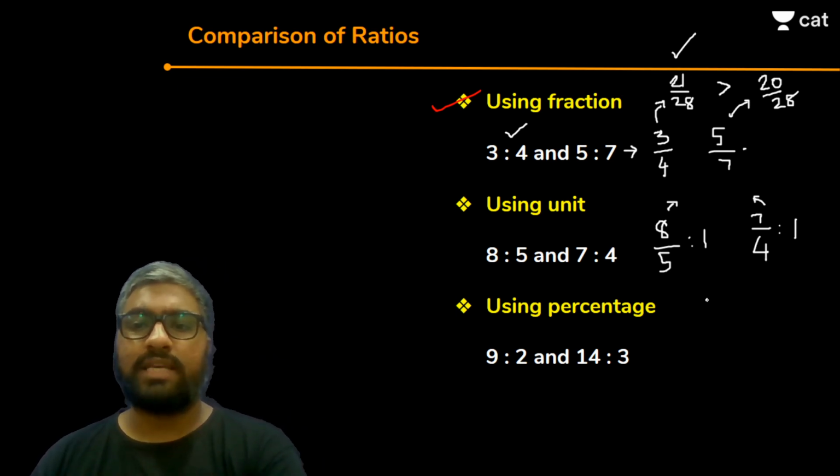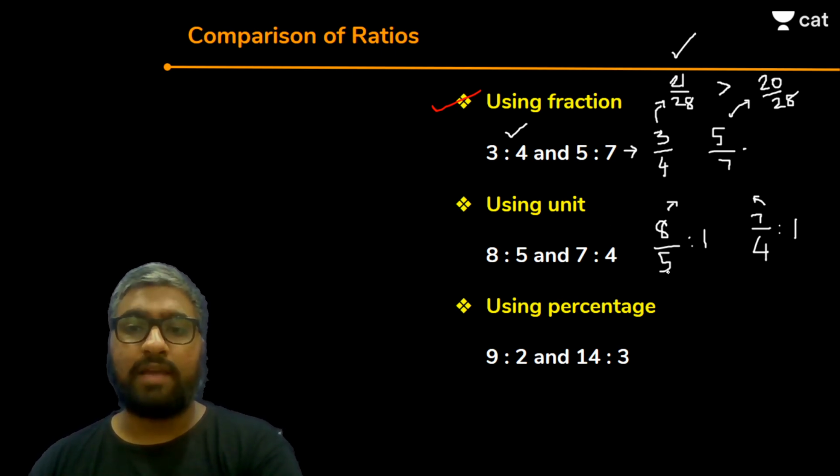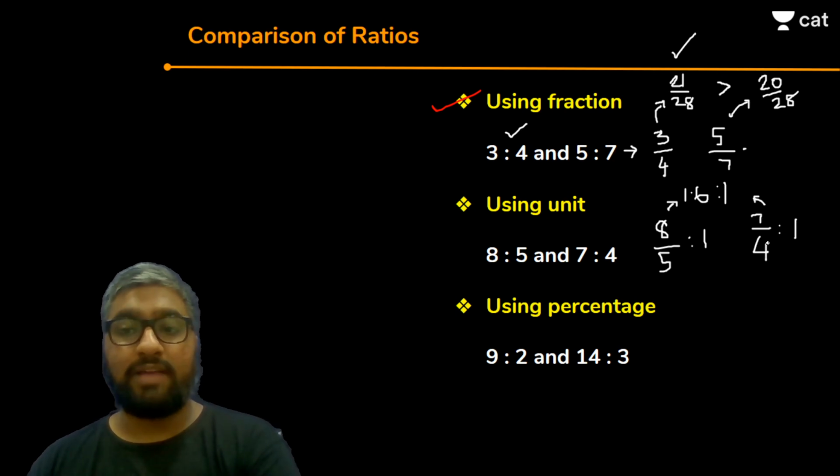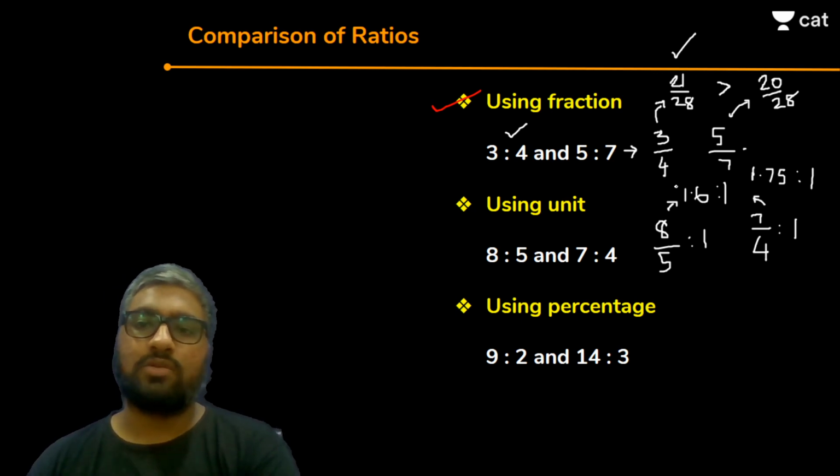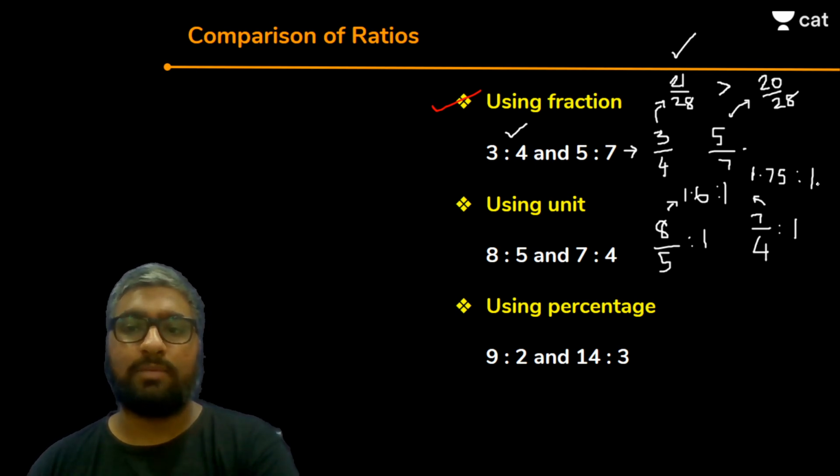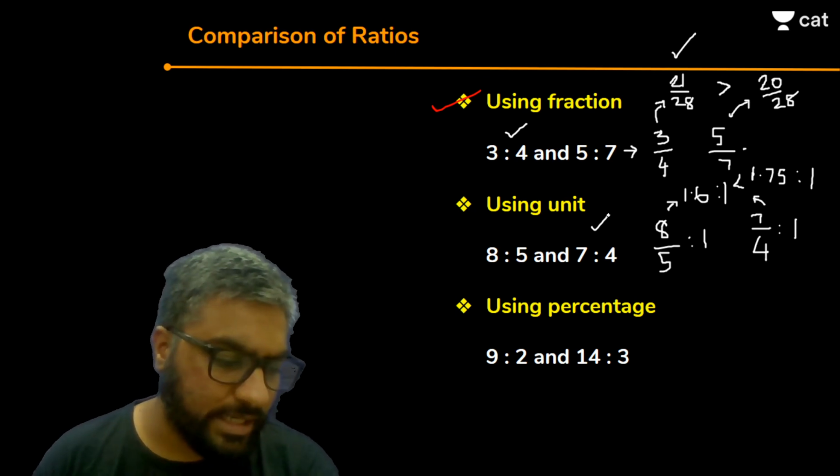Okay, so here using unit, which means you convert the other ratio into 1. So how much is 8 by 5? 1.6. So this is 1.6 is to 1, and this would be 7 by 4, that is 3.5 by 2, that is 1.75 is to 1, correct? Are you guys understanding this? Is 1.6 is to 1 greater than 1.75 is to 1? No, the other way around. 1.75 is greater, which means 7 is to 4 is the greater value. Clear?